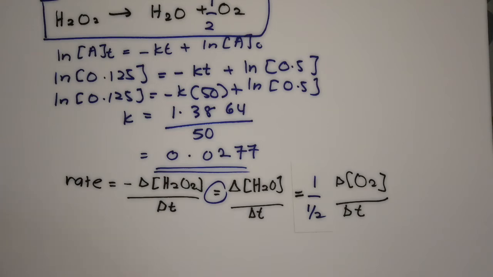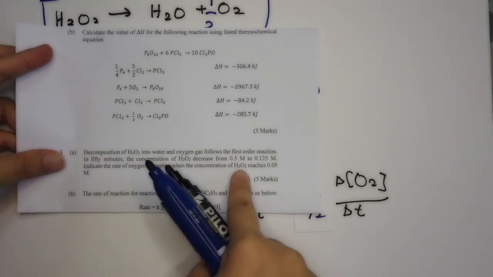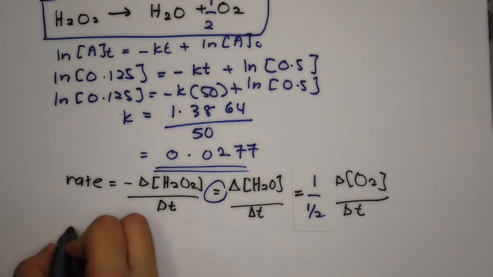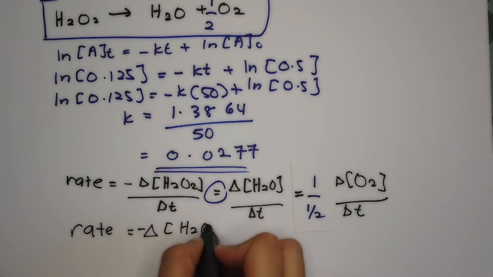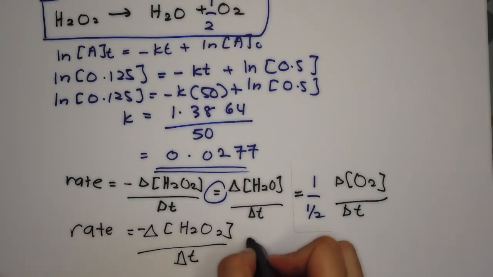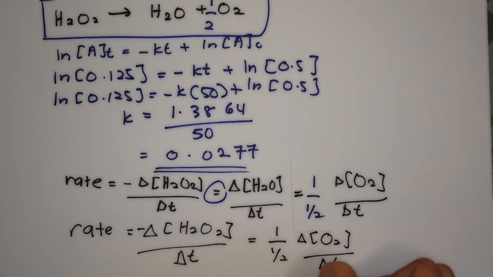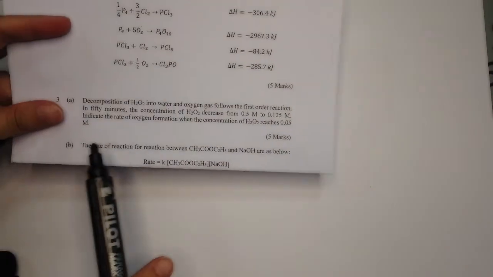In the question, you were asked to indicate the rate of oxygen formation when the concentration of H2O2 reaches 0.05. Now, how can you use the K? You need to find the concentration of oxygen first. The thing that you know is only H2O2. So negative delta concentration of H2O2 over delta t is equivalent to 1 over 1/2 delta oxygen over delta t. I've already copied the rate expression that we calculated just now. So it's the same thing here. From there, you need to move on because it asks you to indicate the rate of oxygen.